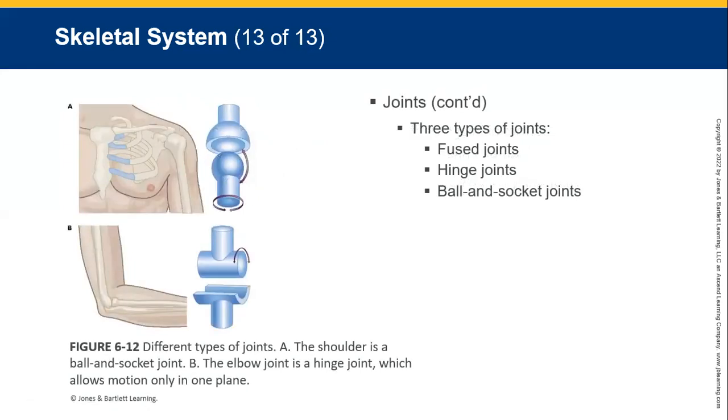There are fused joints, hinge joints, ball and socket joints, which just allow movement in certain directions and certain areas. Some people who think they're double jointed might have ligaments that are a bit looser than others, and excessive use of joints will cause these to become even more loose if people are doing things they shouldn't be doing with those joints.